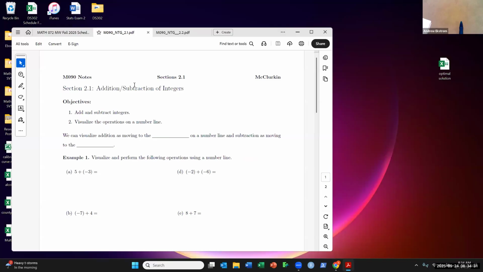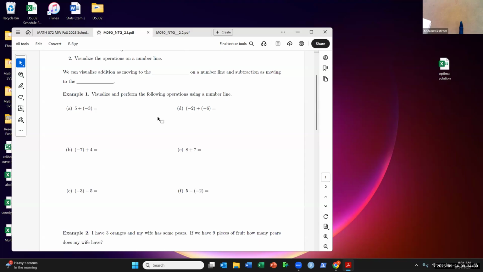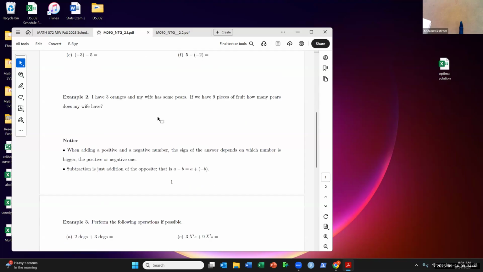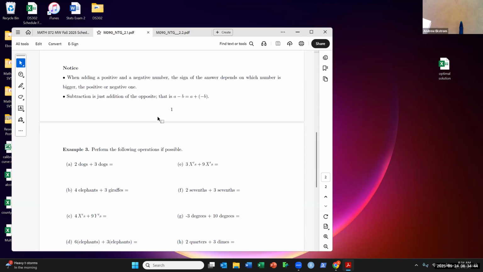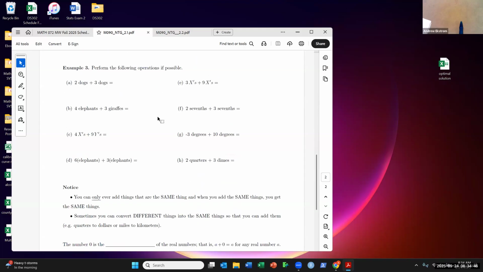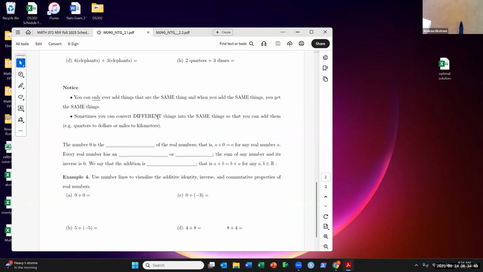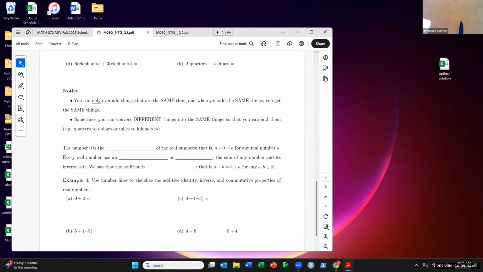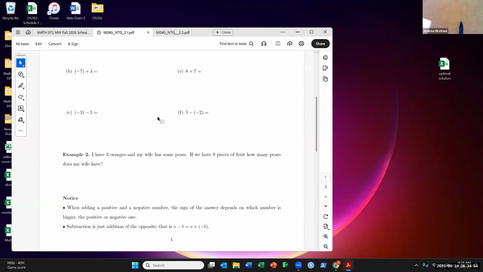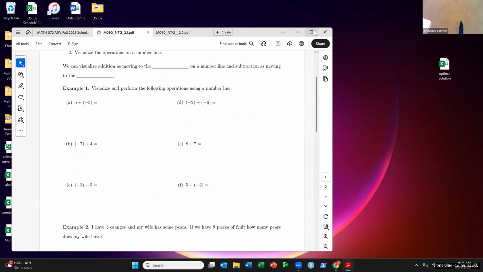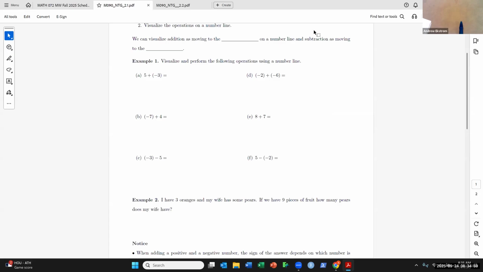So let's see, 2.1 addition and subtraction of integers. You can see some of the types of problems that they're giving here. So that won't be too difficult. I'm gonna guess that after dealing with some of the problems that you had on the exam, these are going to be a whole lot easier, right?